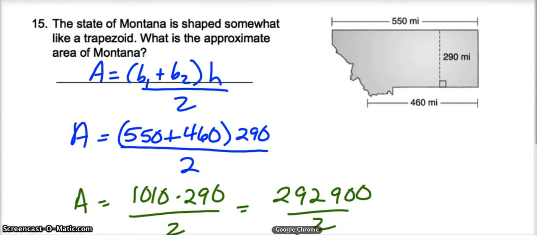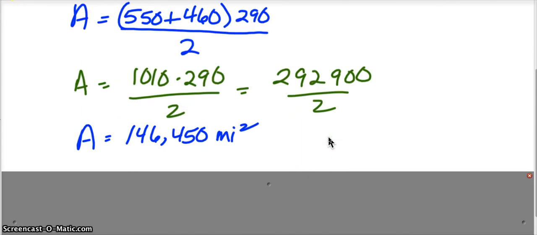If you want to impress somebody with what you know, we have a teacher here in the building who grew up in the state of Montana. You could tell her what the approximate area of Montana is and probably impress her to no end. So let Miss Larvey know that Montana is 146,450 square miles.